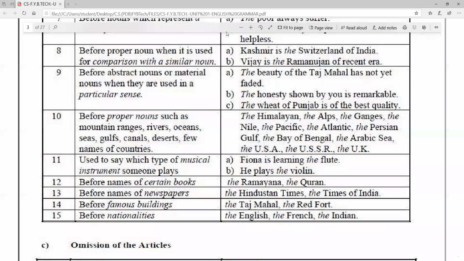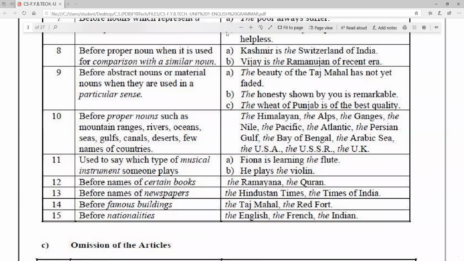The Alps ही सुद्धा पर्वत रांग आहे. The Ganges, so Ganga is also a river. The Nile, so Nile is the longest river. I think the longest river on the earth is the Nile River. The Pacific is the ocean. The Atlantic is also an ocean.